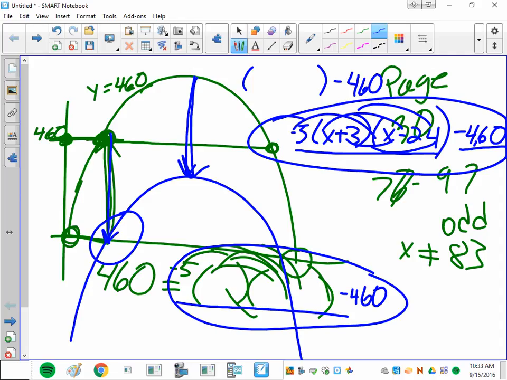No, it's negative 5 times x plus 3 times x minus 24 minus 460. Right, but we want to know where this equals 0. So we're going to subtract 460 from both sides. And now this equals 0, which allows us to graph it. Okay?